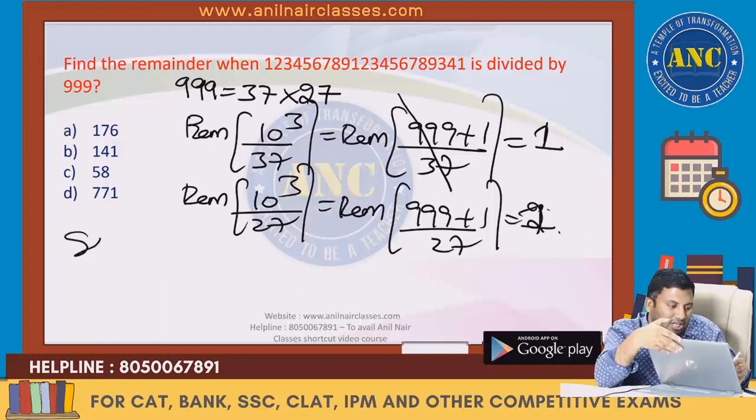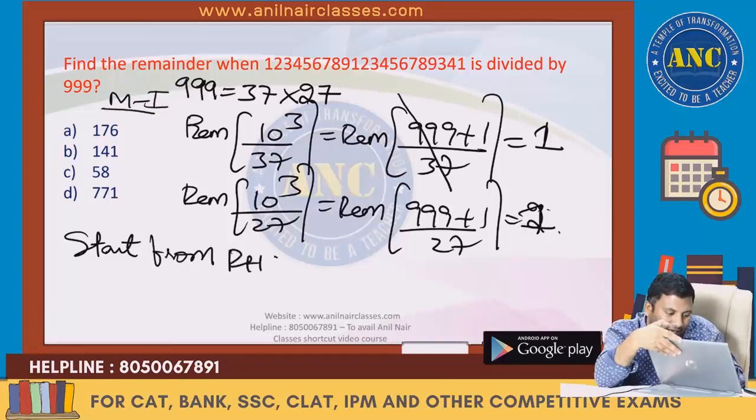That means start from rightmost. Start from rightmost. This is method 1. Then I'll tell you Anil Nayar's method. Start from right hand side.